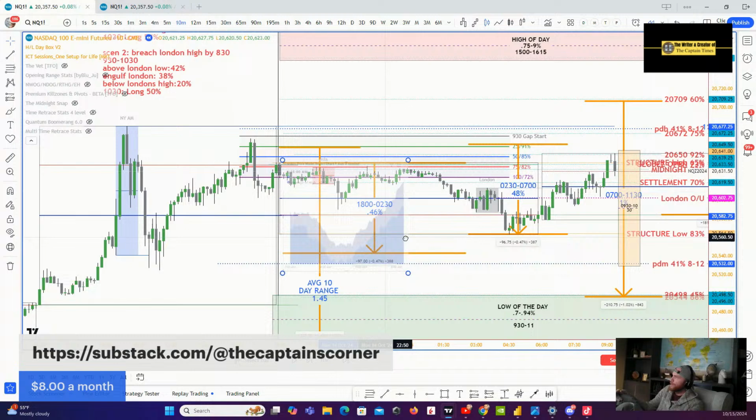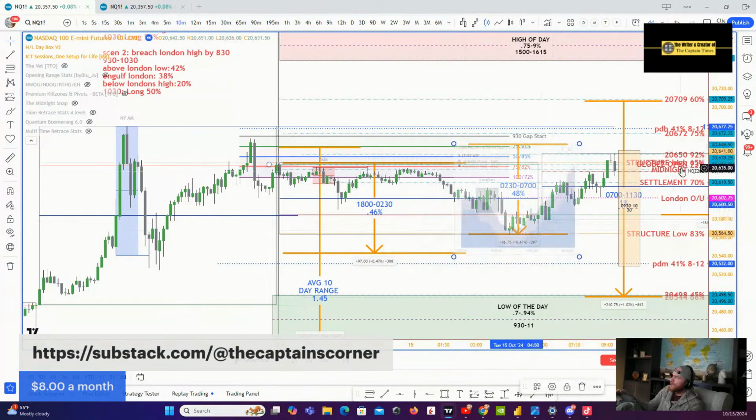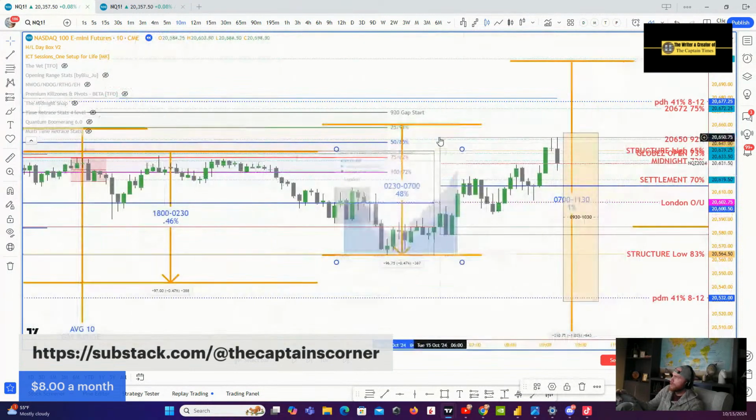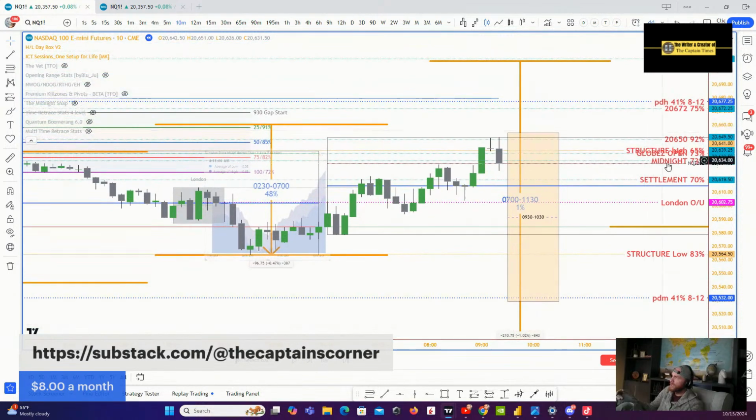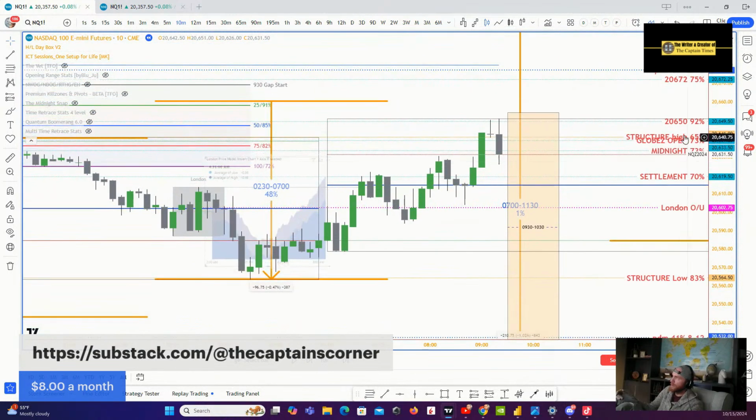And then we know that the time-based probabilities, which are the midnight, Globex open, and the settlement, right? If we look in on this, Globex open had a 73%, midnight had a 73% as well, and settlement had a 70%, right?